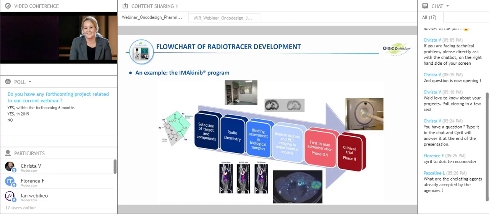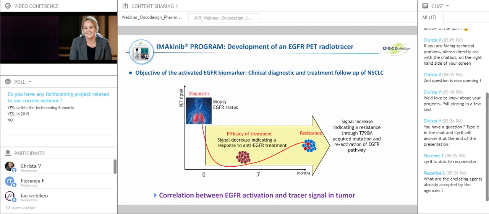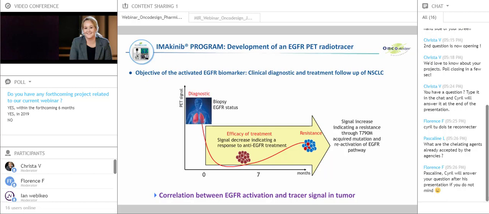So here we see an example of one of our programs. The goal was to develop an EGFR PET radiotracer, first of all to address the activity of EGFR in tumors, especially in lung tumors. Under treatment, the signal was expected to decrease, and after resistance, when the EGFR is reactivated, usually through a mutation, I don't want to go into details, you can get the signal back. So the purpose was really to follow up the therapeutic response of an anti-EGFR with this kind of tracer.